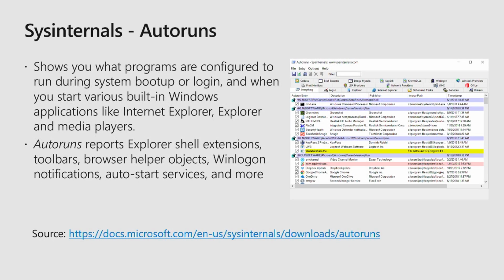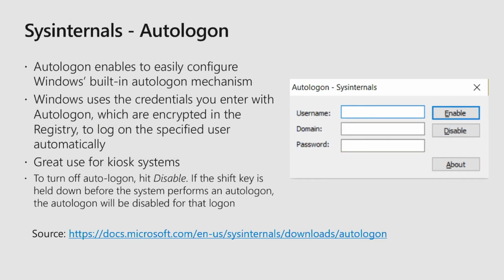Autoruns tells you what is running on boot up and logons. If you want to do some troubleshooting, like applications, it shows what is actually running. Great stuff. And again, I've got the links to each and every one of these. Autologon is great for kiosk-based systems or even labs where people just come in and get right into it. You don't need any other credentials. You can manage this, you can turn it off. Great stuff.